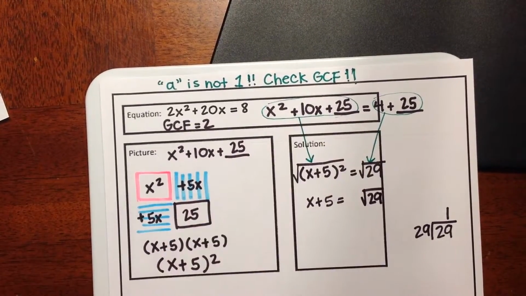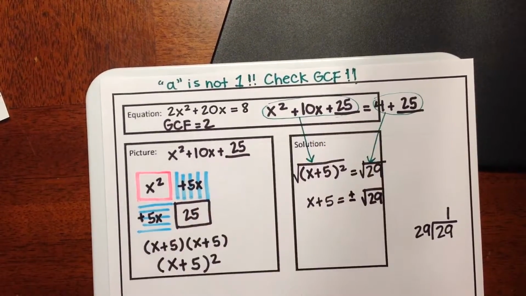But just like the other problems, I still have to have that positive negative sign out front so that I can write my 2 equations.